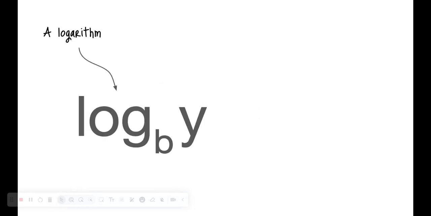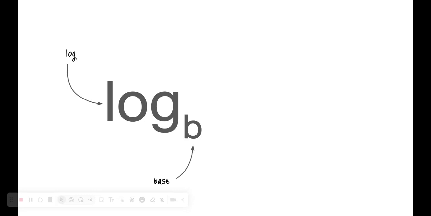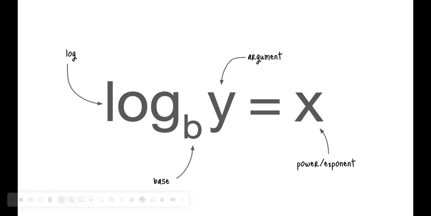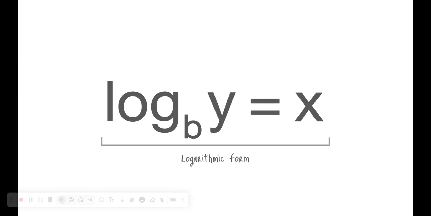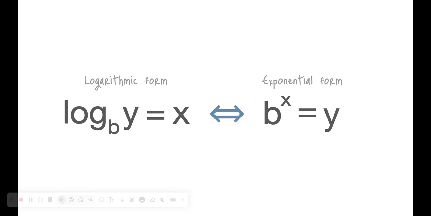A logarithm, or a log for short, has a base, b, the number that is raised to an unknown exponent or power to equal an argument, y. The purpose of a log is to find that unknown exponent. So if we write it out, log base b of y is equal to x. This is the logarithmic form. The logarithmic form and the exponential form can be rewritten as one another. Converting between these two forms is going to be very useful in this lesson.